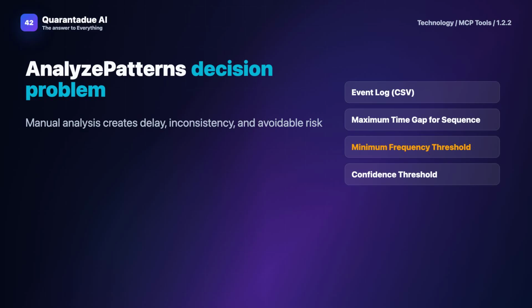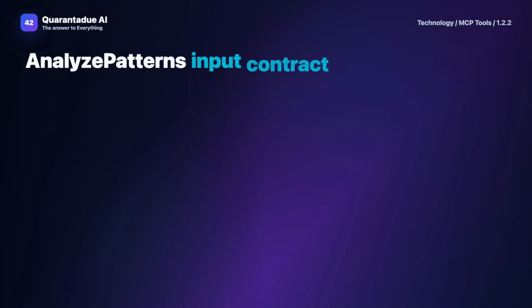Analyze patterns starts with a defined input contract. Typical inputs include event log CSV, maximum time gap for sequence, minimum frequency threshold, confidence threshold, and parallelism threshold. Keeping these fields explicit reduces ambiguity and makes every run easier to audit.